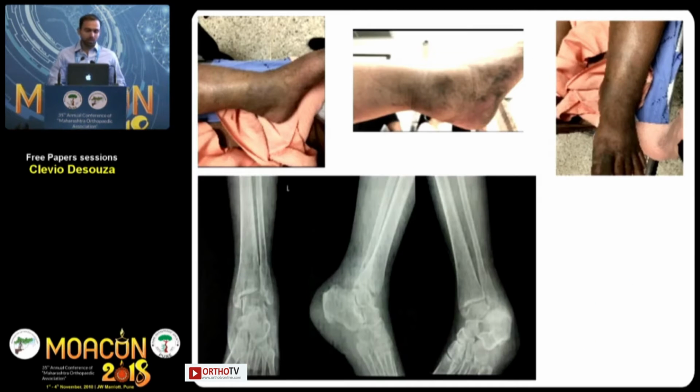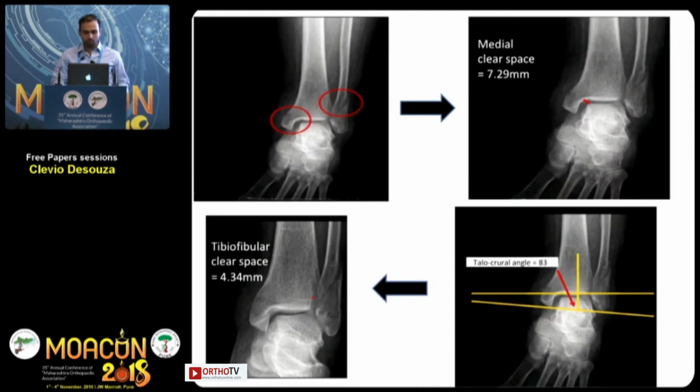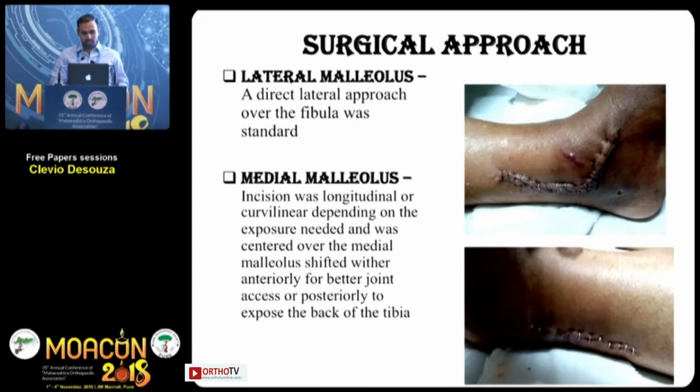As you can see in this example of our case, the patient came with swelling and tenderness in the ankle with restricted range of movement. We took plain radiographs in anteroposterior, oblique and mortise views. The next step was to calculate the medial clear space, the tibiofibular clear space and the talocrural angle. The surgical approach we used for the lateral malleolus was the direct lateral approach over the fibula, while the medial malleolus approach was longitudinal or curvilinear depending on the exposure needed.